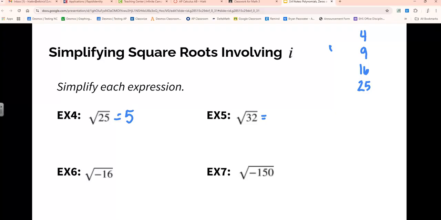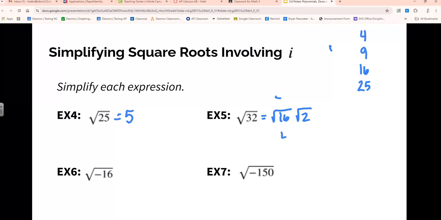How could I break it down? For example, I could do 1 and 32. That would get me nowhere. 1's a perfect square, but it doesn't help. What else could I do? 4 times 8 works, but there's a better one because there's a bigger perfect square that will go into it. If you do 4 times 8, you have to break it down again. What do you got? 16 and 2. So I break this into the square root of 16 times the square root of 2.